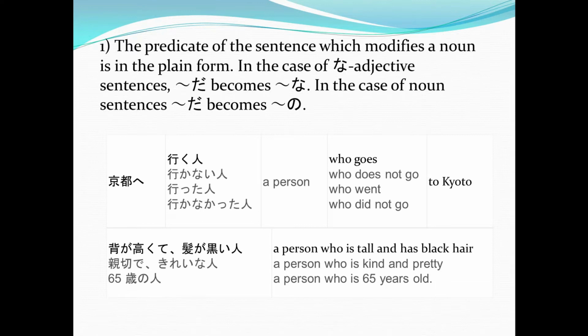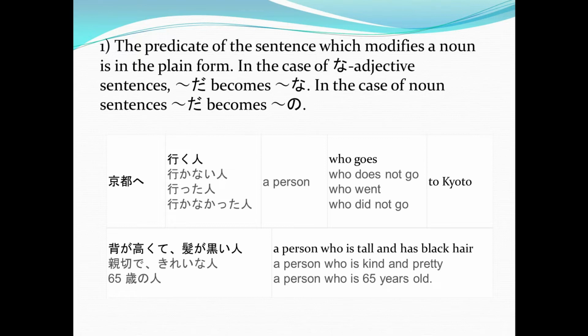When you want to say a person who goes to Kyoto, you say Kyoto e iku hito. Or if you want to say a person who does not go to Kyoto, Kyoto e ikanai hito. And if you want to say a person who went to Kyoto, which is in the past tense, Kyoto e itta hito. And for a person who did not go to Kyoto, you say Kyoto e ikanakatta hito. See, they are all in their plain form.